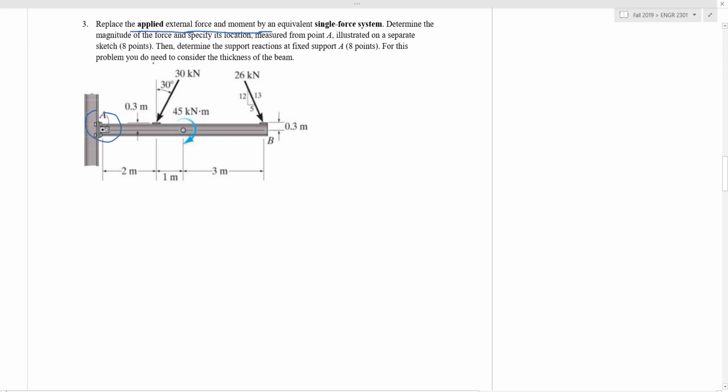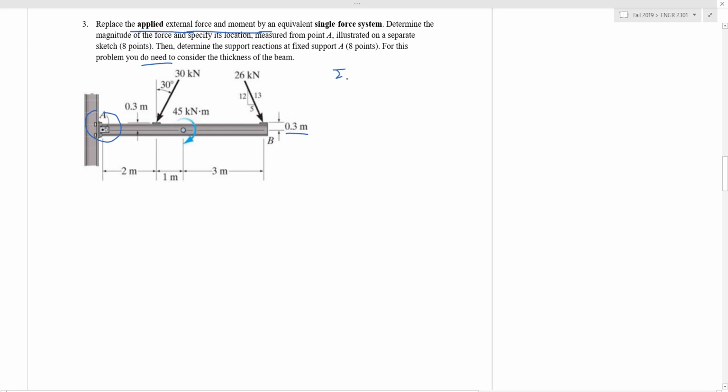For this problem, you do need to consider the thickness of the beam. So the dimension is given. That's a hint that you need to consider the thickness of the beam. So let's first look at the first part, to basically add all of these applied forces and moments together.